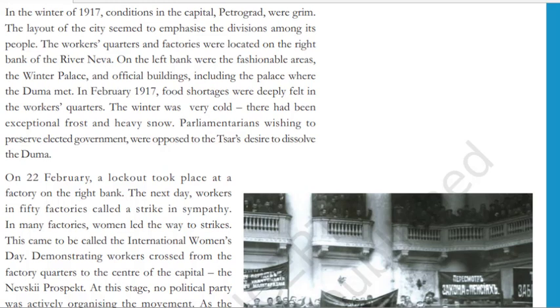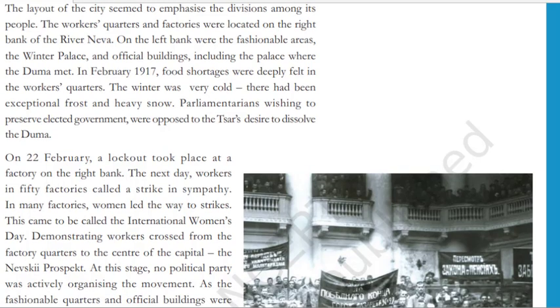On the left bank were the fashionable areas, the Winter Palace, and official buildings, including the palace where the Duma met. In February 1917, food shortages were deeply felt in the workers' quarters. The winter was very cold, there had been exceptional frost and heavy snow.